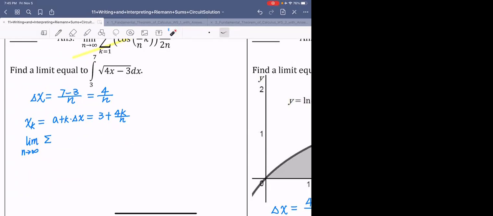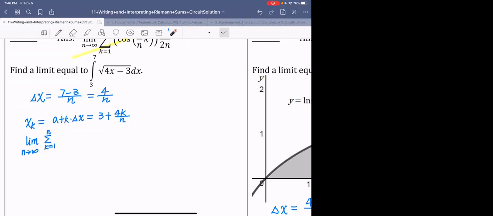The bottom is k equals 1, and then the top is n. So if we have trouble remembering this, we write it from the inner layer, because we know k is the subinterval from 1 to n. And then when n approaches infinity, this is going to be exactly the definite integral. Does that work for you?